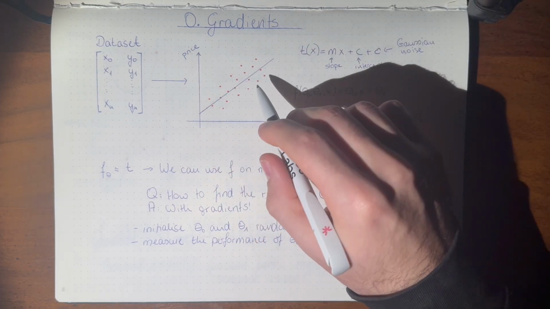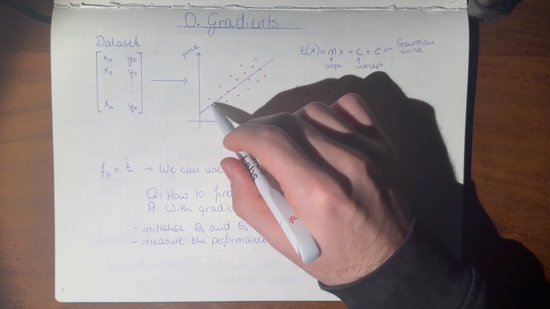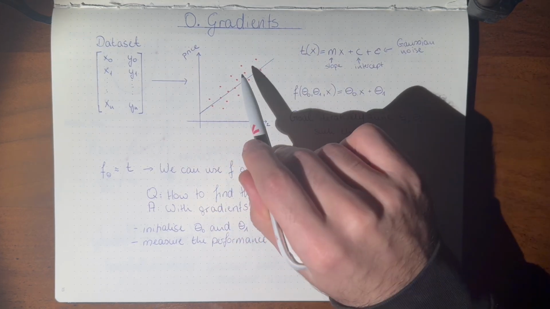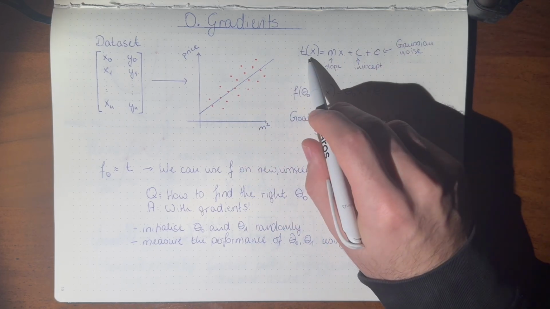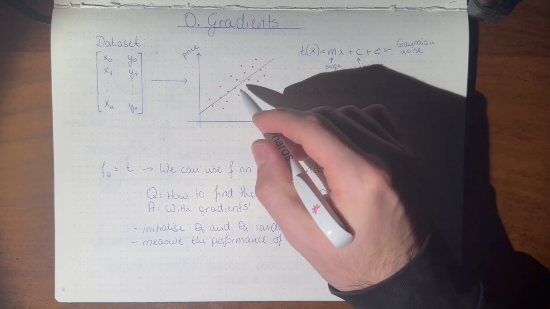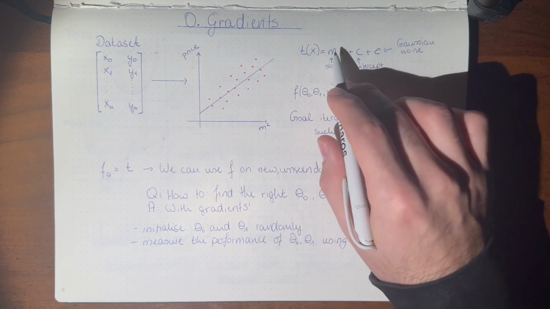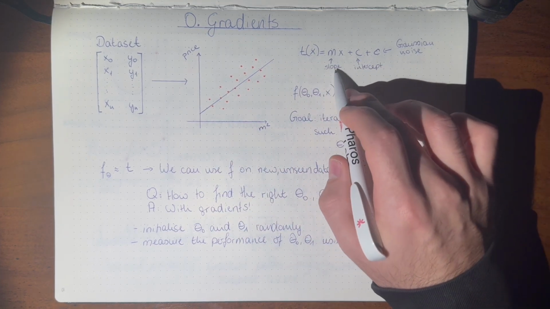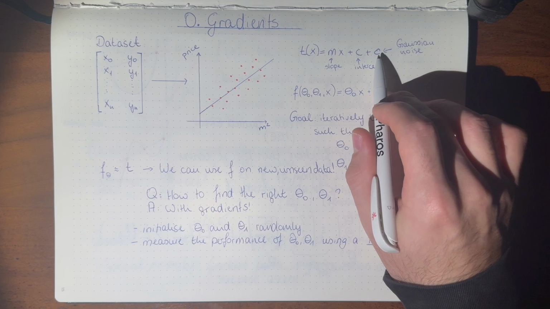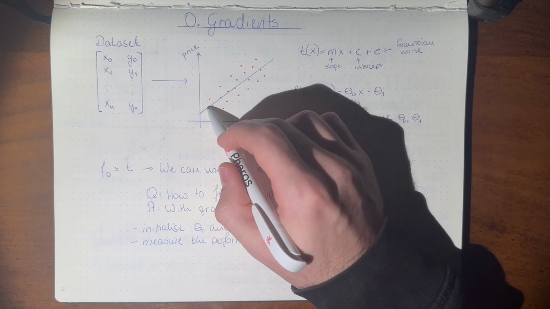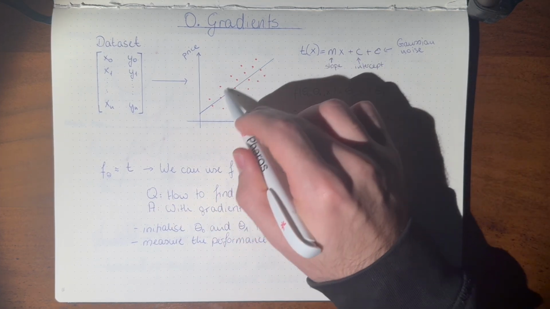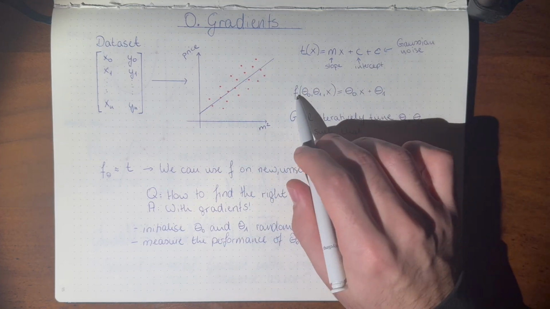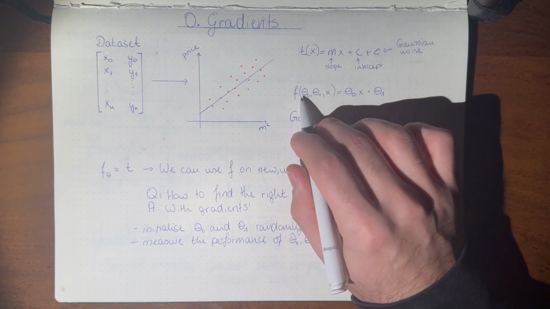And from this data, we can see that there's a line that describes this data very well. And we denote this line as the target function. We just say, well, it's probably a line that defines this data. And that line is defined as m times x plus c, where m is the slope, c is the intercept. And then there's some Gaussian noise. Otherwise, all the data points would be on this line, but we can see that there's some noise on top of the line.